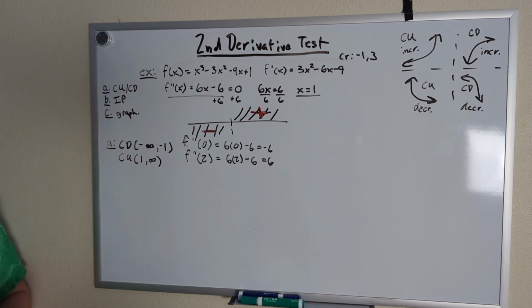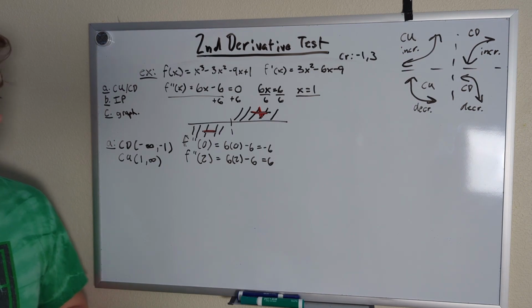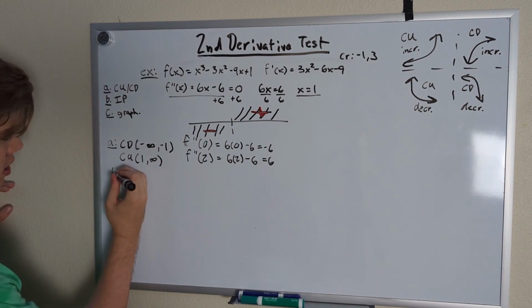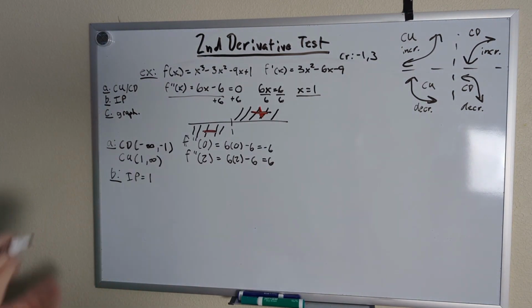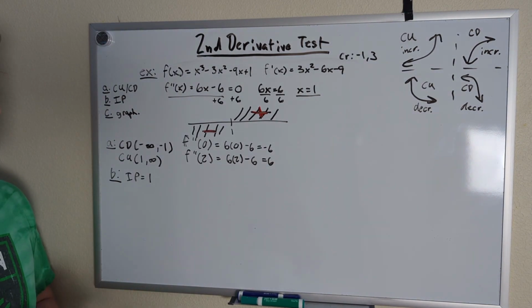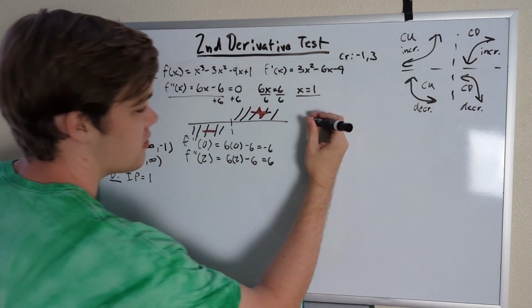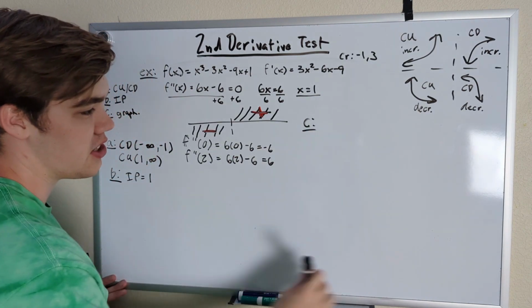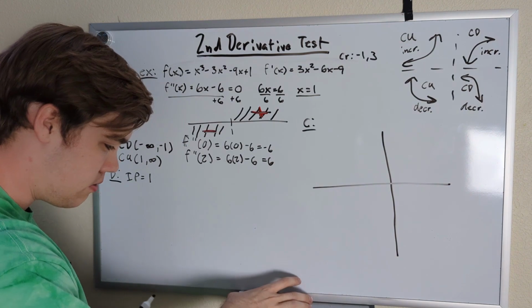Let's move on to part B. What are the inflection points? Well, we already know our inflection point just based on our sign chart. So B, the inflection point, is equal to 1. We only have 1 in this function. So that's nice and easy. Now part C is going to be the hardest part. We're going to use all this room over here to graph. So I'm going to write C over here, and we're going to graph this function out. Let's draw a little XY plane in order to do the graphing. And you know what? Let's use green.